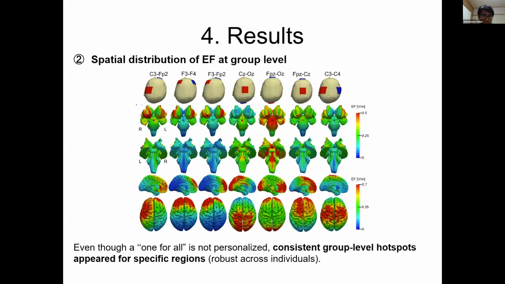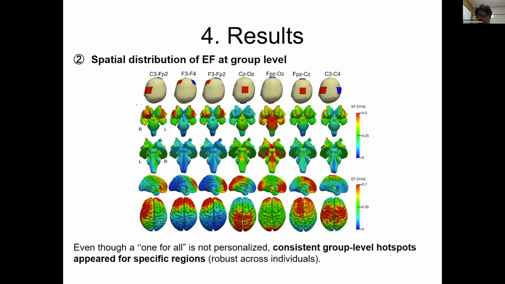The second result that I want to show is the actual group level electric fields in the brain cortex and the different regions for different montages. The main result in this slide is that it's possible to have consistent group level hotspots.